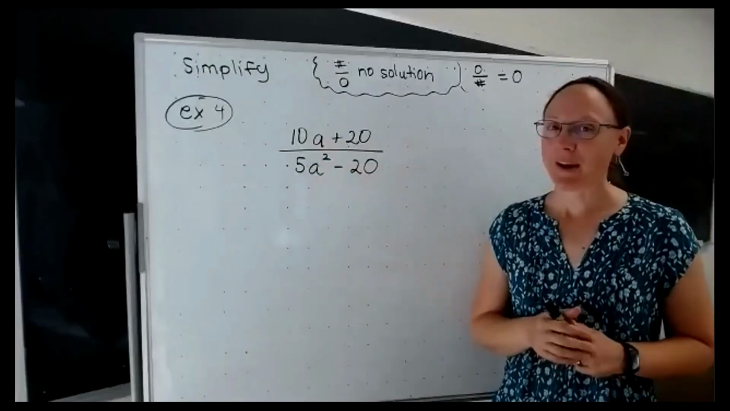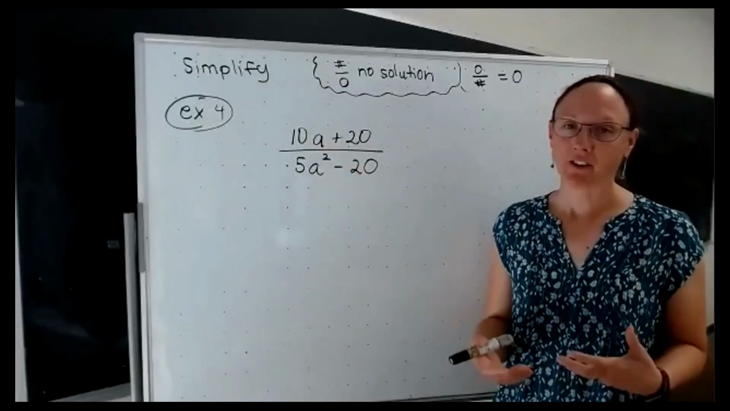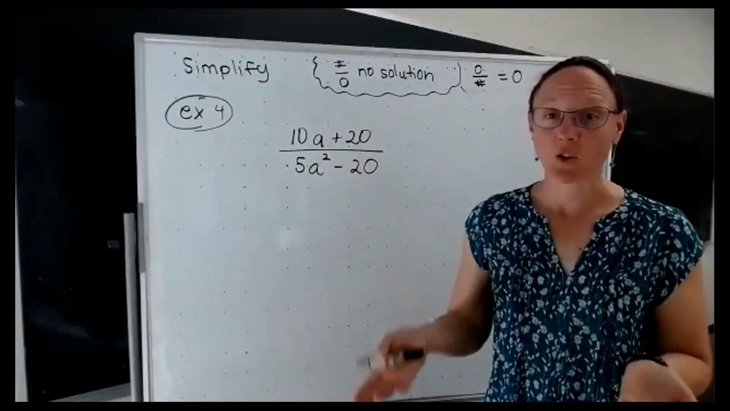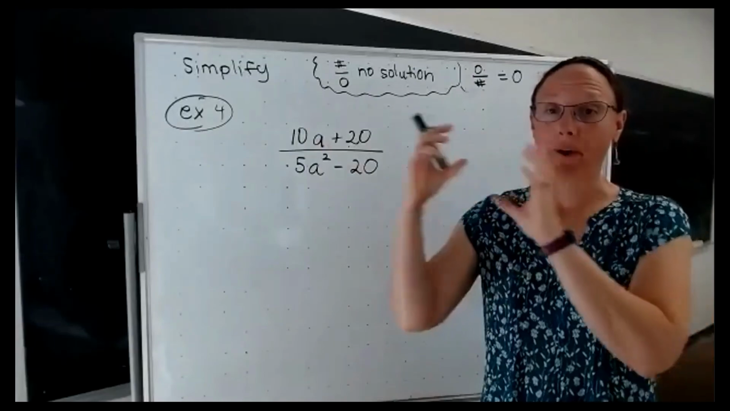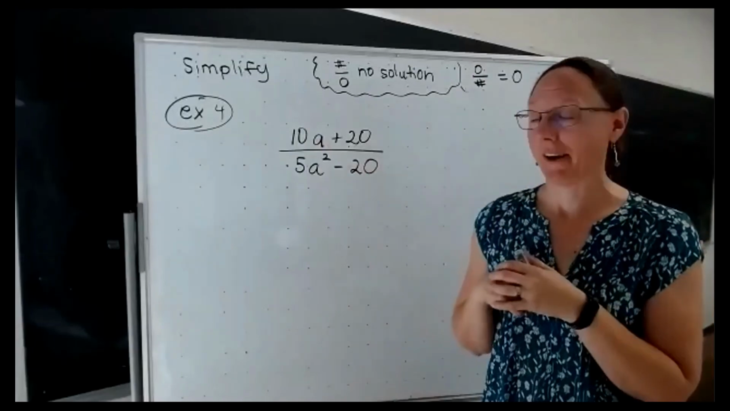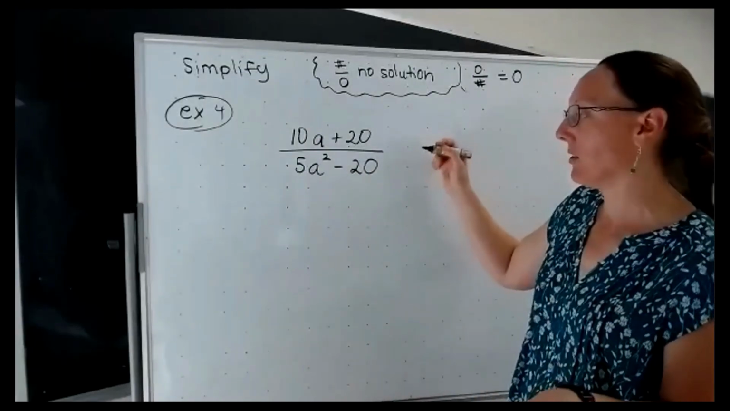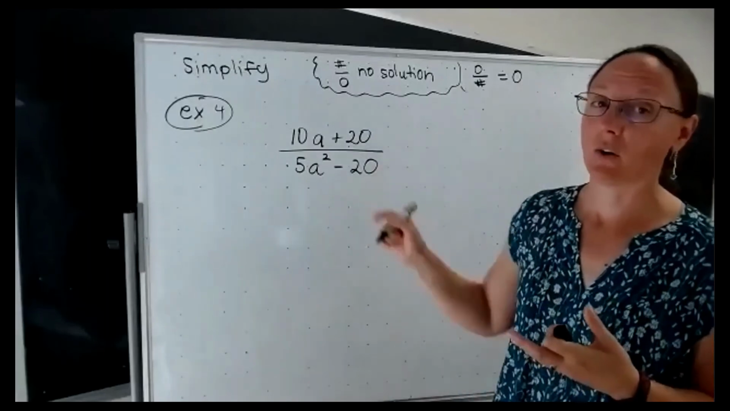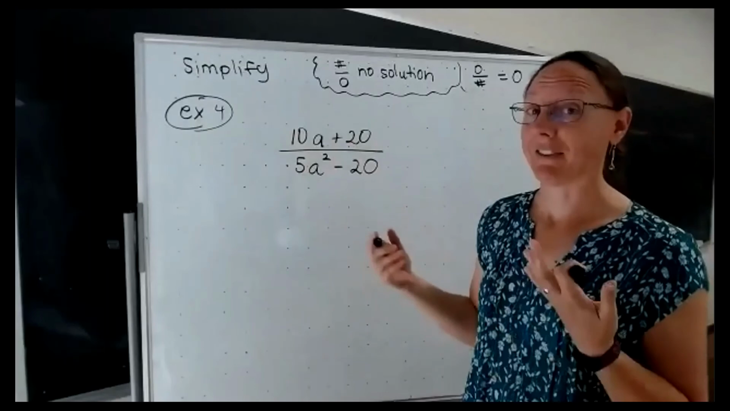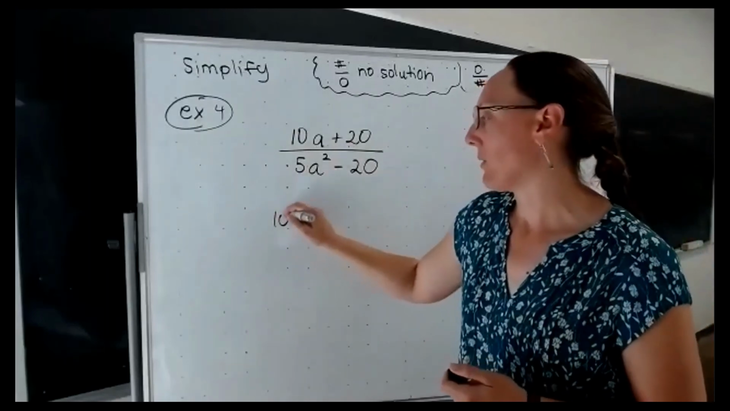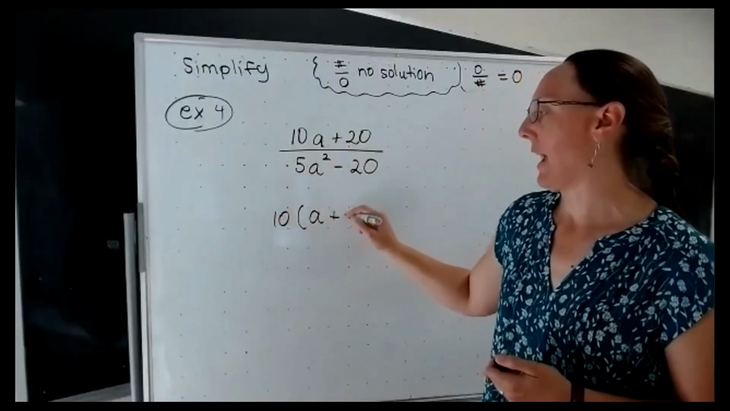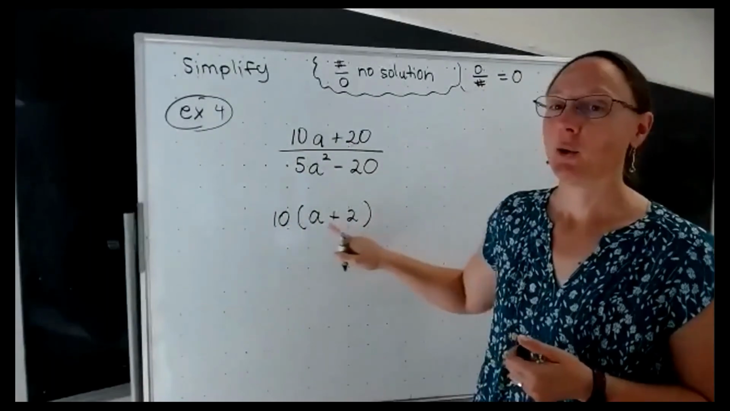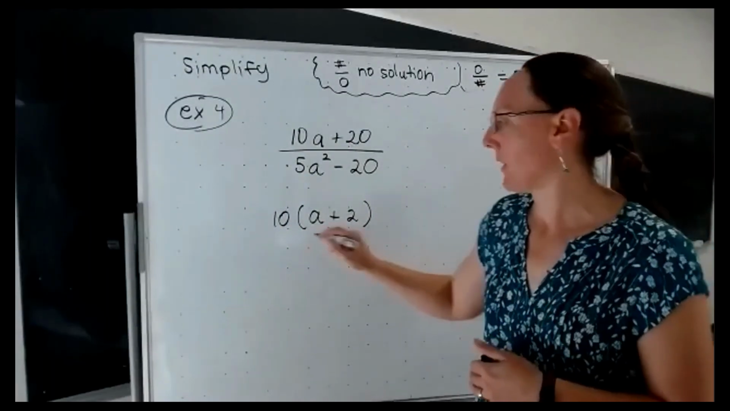But coming back to this one, if we want to get it factored, the top, it's not an a squared term. So I'm not thinking about having these two factors from a trinomial. Instead, I'm thinking, is there anything that they have in common that we can pull out? And the 10 and the 20 definitely have a 10 in common. So I can pull out the 10 and then I would be left with a plus 2. Because distributing the 10 back in would give me 10a plus 20.